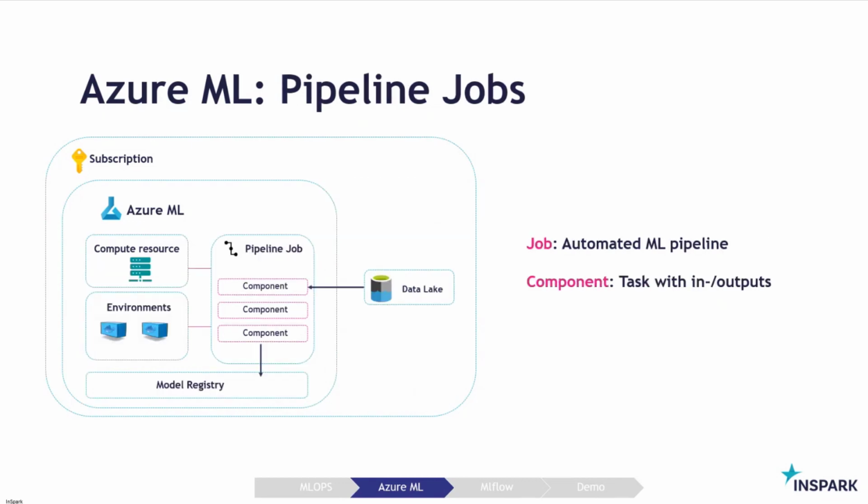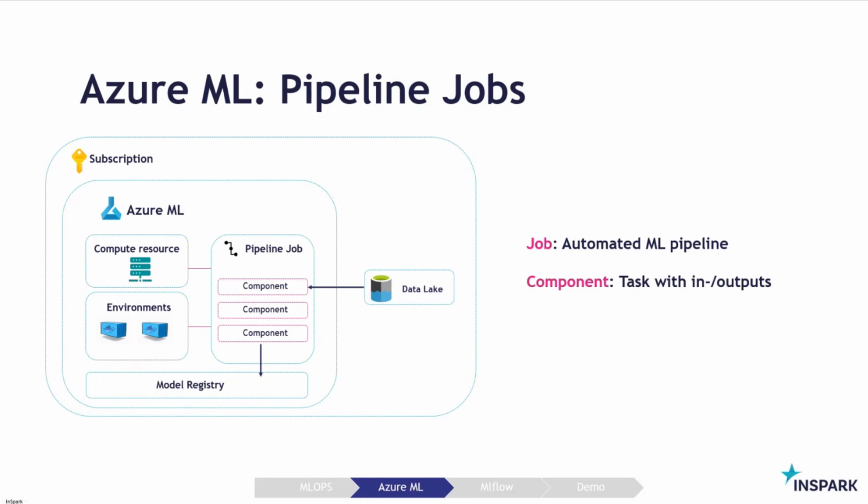So these notebooks are great for interactive development, but for automated and scheduled tasks, Azure Machine Learning provides pipeline jobs. And pipeline jobs are automated machine learning tasks that can be used for training a model, but also can be scheduled for an inferencing job. So you can use these pipelines to produce models, but let's say you have a batch job that you want to run. You can also run this job within Azure Machine Learning.